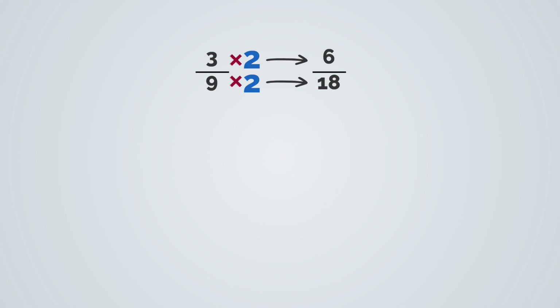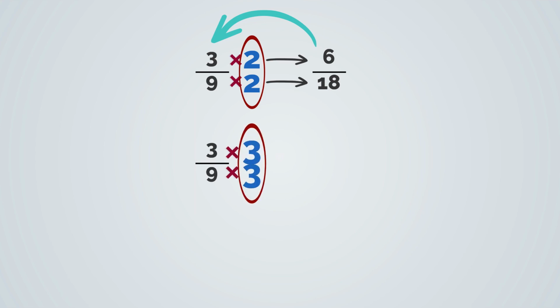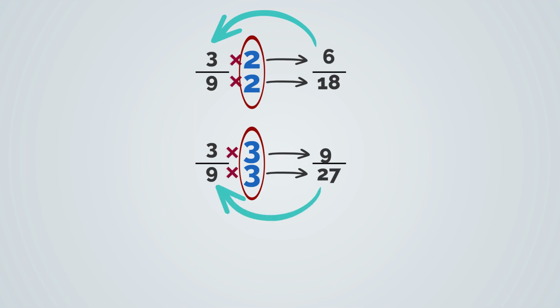I used a factor of 2 to get 6 over 18 as an equivalent fraction for 3 over 9. If I use a factor of 3, I get 9 over 27 as an equivalent fraction for 3 over 9. You can see that whatever I do to the numerator, I have got to do the same for the denominator.